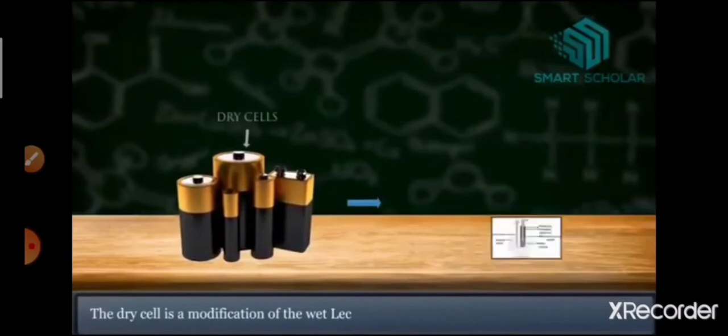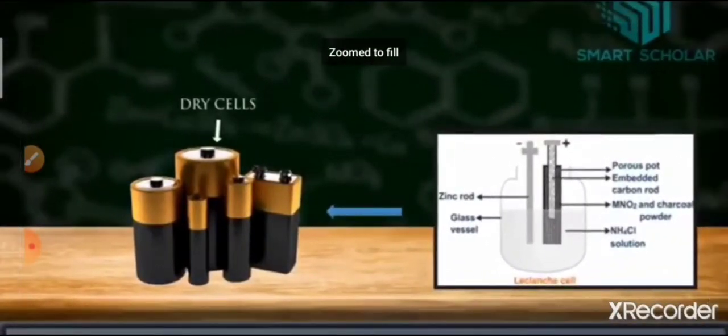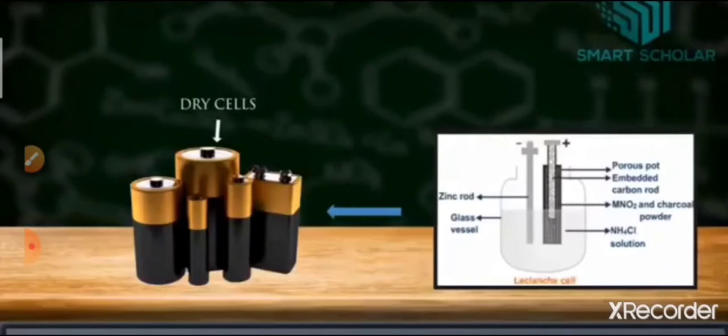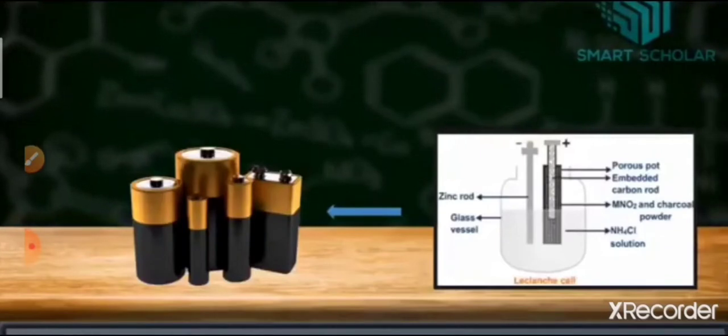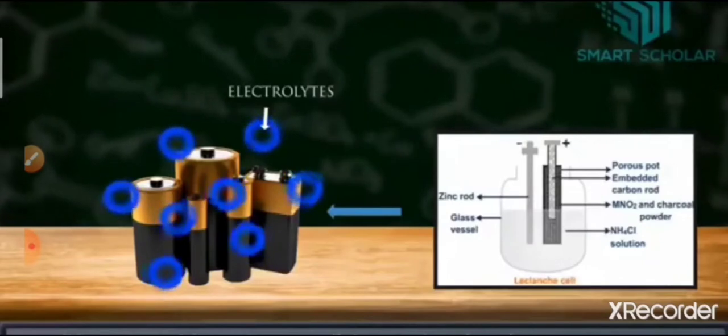Good morning, students. In this video, we are going to learn the remaining topics of Chapter 4, Electric Current and Magnetism. So, let us start with what is a dry cell.